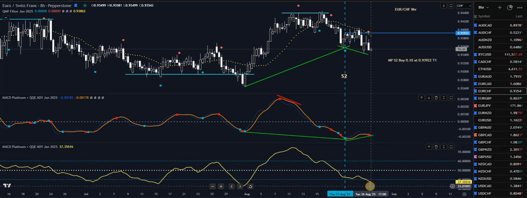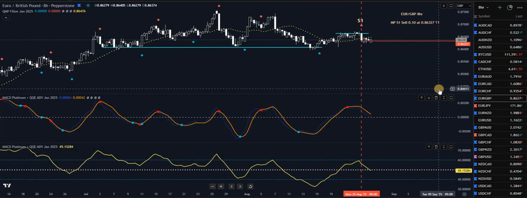So now with the QQE below the 40 level, all I'm doing is waiting on a second buy signal, and then we'll look to go to the 50 level. So that's Euro Swiss. Euro Pound in a sell.